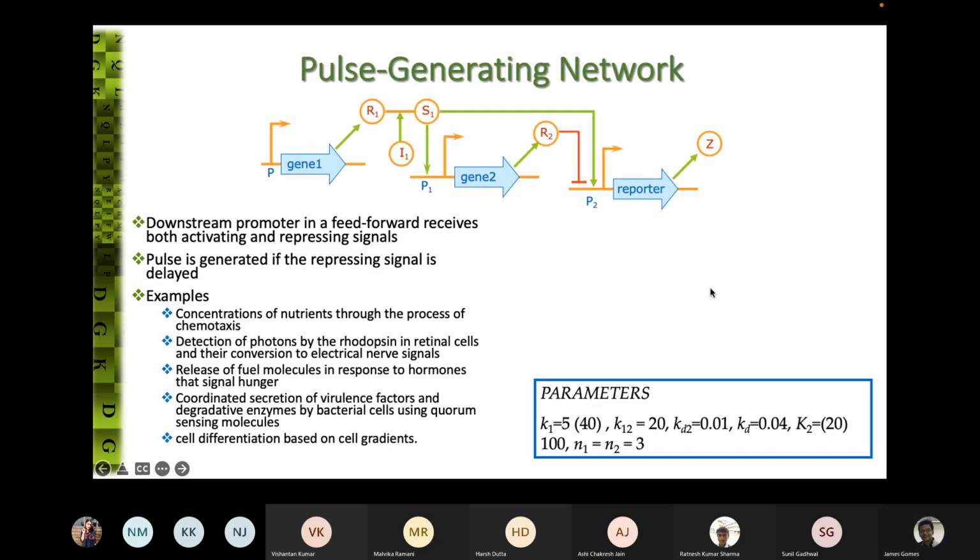All right. We talked a little bit about this in the previous class, which is the pulse generating network. What I told you to look at was, notice that at this second promoter site, you have two signals which are opposing each other. One is an inhibiting signal, the other one is an activating signal. Whenever you have these opposing effects, you will get what is called a pulse response. This is going to be acting like a trigger.